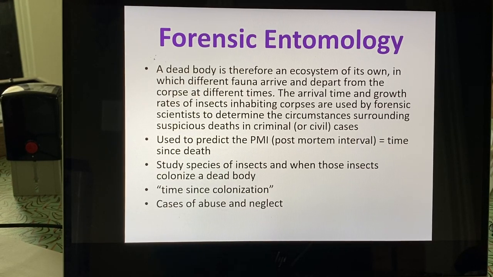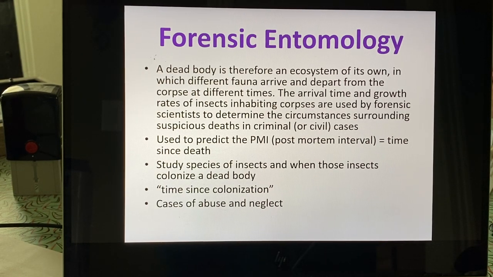Okay, so continuing on with entomology, no more pictures of dead pigs, so no worries of that. So what makes entomology so complicated is, it sounds really easy in theory, right? Just collect some bugs from the dead body and then look at them, see what the species are, how long they've been there, boom, you're done.